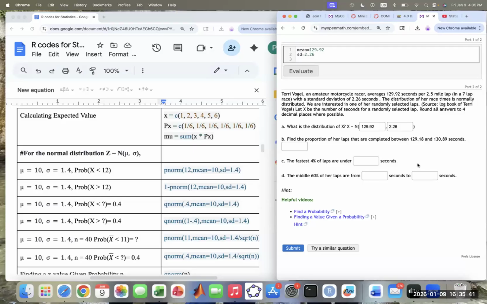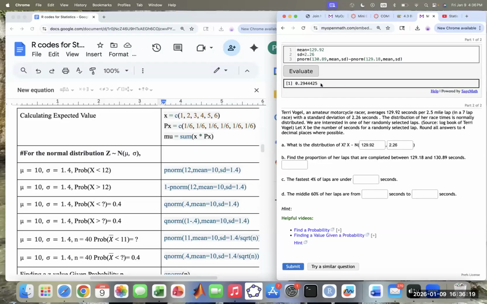We have the pnorm, the probability of the normal distribution, that's what is set here. We're going to take the upper one, 130.89, and then the mean and the standard deviation. Then we subtract the probability of the lower one, so that we have the middle part. So we're going to do pnorm of 129.18, and then the mean again and the standard deviation. So I'm going to calculate it here.